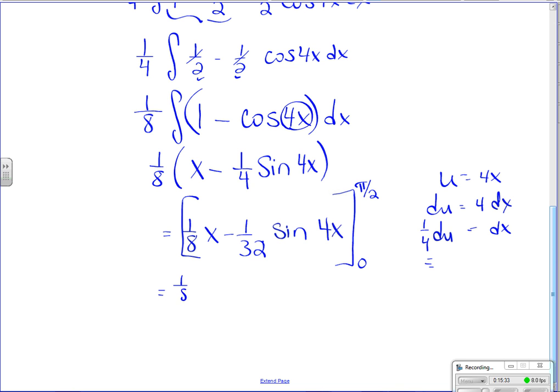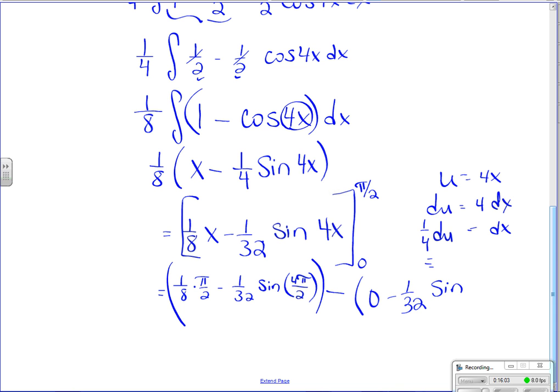So I'd have 1/8 times pi over 2 minus 1/32 of sine of 4 pi over 2, minus, do not assume that this 0 is going to zero out. In this first case it will. This was the f of b, and now here's my f of a idea. 0 going in is going to give me 0 minus 1/32 of sine of 4 times 0, which would be sine 0. And indeed, this will zero out, won't it?